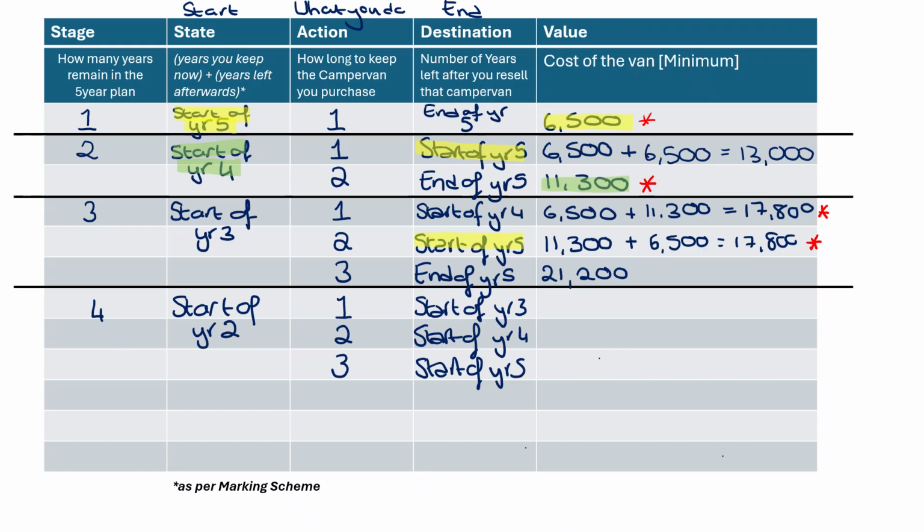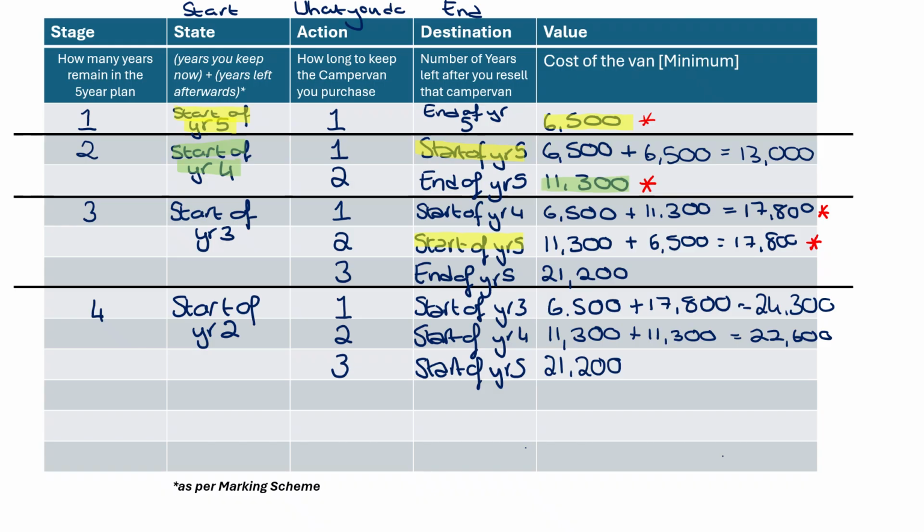So I'm keeping it for 1 year. So that's my 6,500. I go to the start of my year 3, and the optimal value for that is 17,800. Adding those together, that gets me 24,300. I keep it for 2 years, that's 11,300. But now I'm at the start of year 4. The optimal value for start of year 4 is 11,300. That's 22,600. And then for 3 years, that's 21,200.